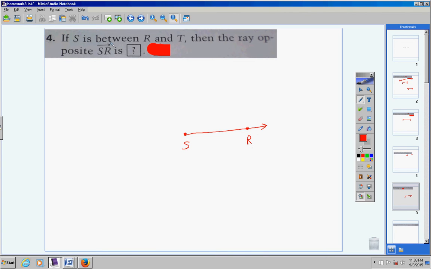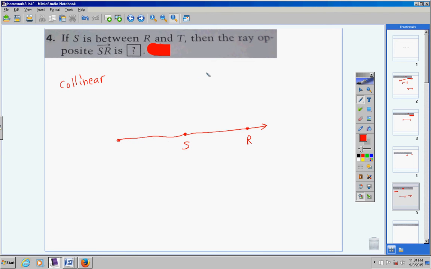Now remember, in geometry, when we say a point is in between 2 points, that means those points are collinear. In other words, they lie on the same line. Please don't forget that. Whenever a point is said to be between 2 other points, then you're allowed to assume that all 3 points are collinear. So with that in mind, SR is a ray, and S is between R and T. So if S is between R and T, here's R, and T has to be over here somewhere.